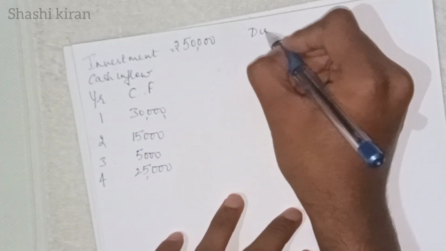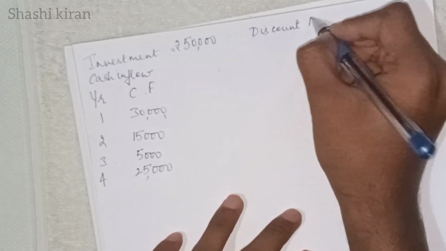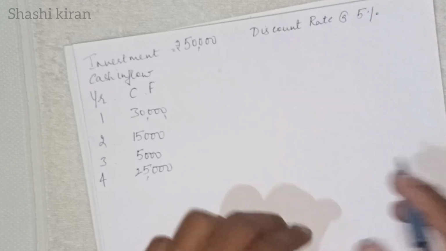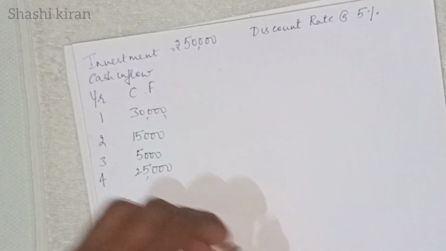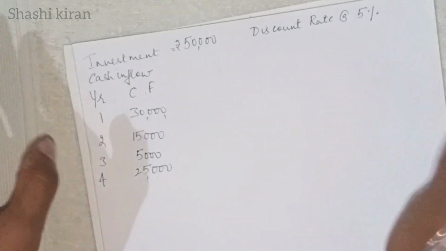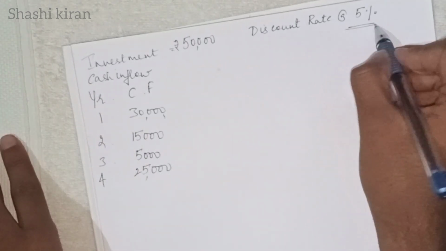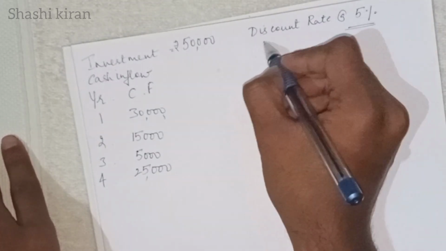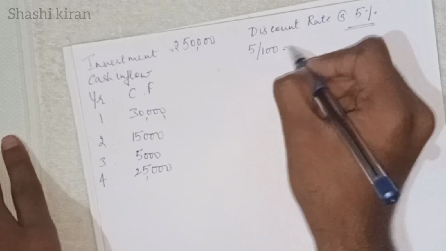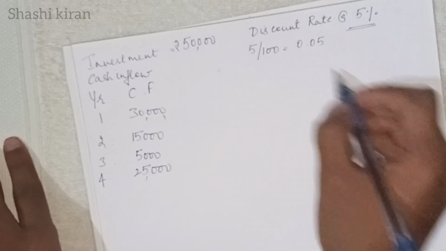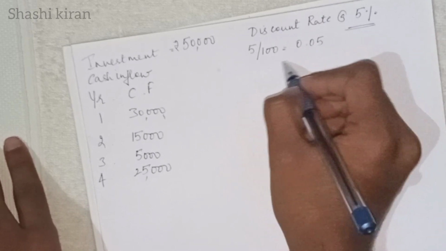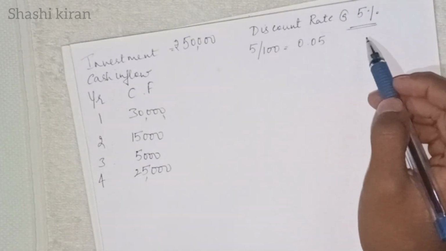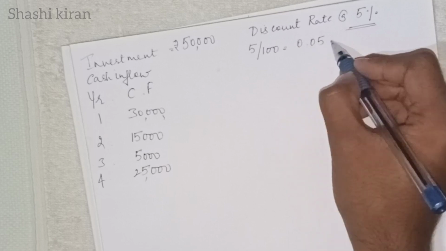Now our job is to bring the future value to the current value. For that we need to know the discount rate. The discount rate is the rate which is discounted from our cash flow. For example, let us assume 5% is the inflation rate. We need to convert that percentage to a decimal. For that we divide 5 by 100, and we get 0.05. The first step is to convert the percentage to a decimal: 5 divided by 100 gives 0.05, and then we need to add 1.